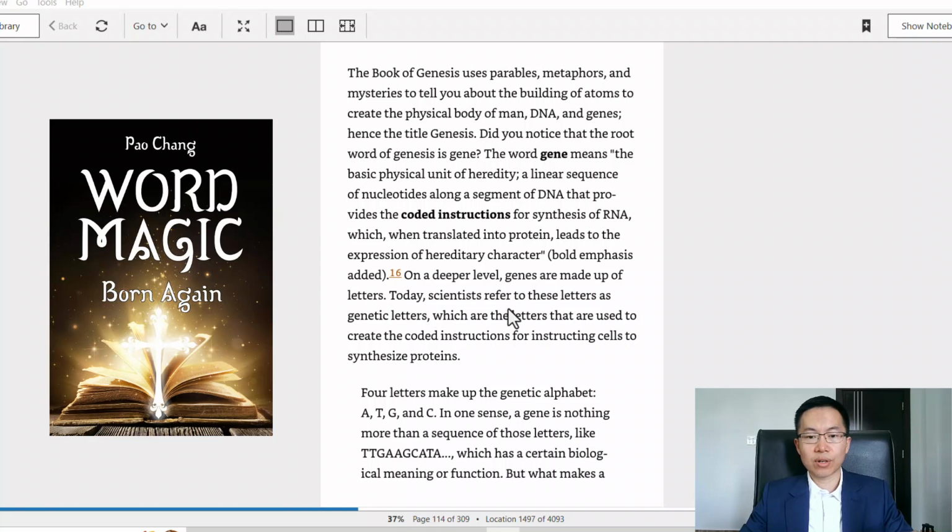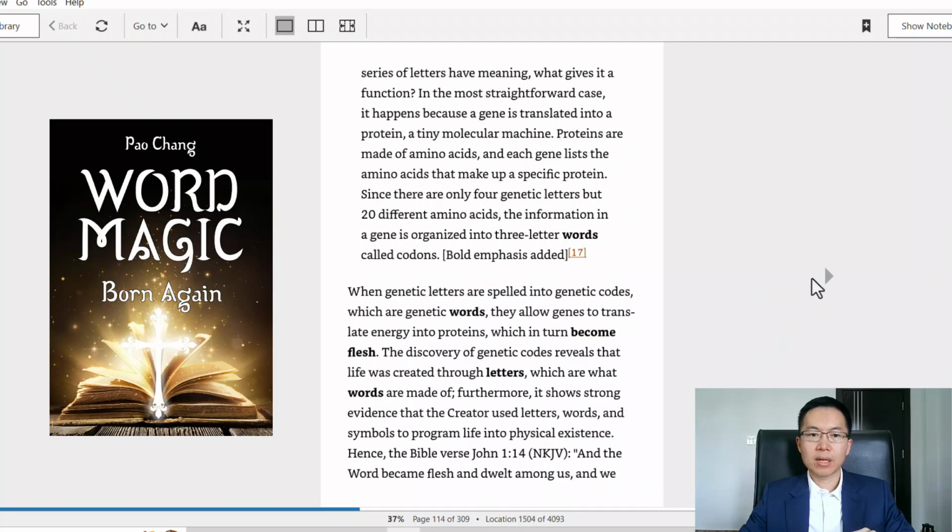Today, scientists refer to these letters as genetic letters, which are the letters that are used to create the coded instructions for instructing cells to synthesize proteins. 4 letters make up the genetic alphabet: A, T, G, and C. In one sense, a gene is nothing more than a sequence of those letters, like T, T, G, A, GCATA, which has a certain biological meaning or function. But what makes a series of letters have meaning? What gives it a function?